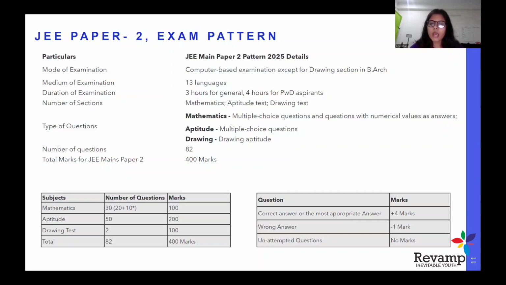Coming to the aptitude part, it has 50 questions in it, and it holds 200 marks. So you'll have to answer 50 questions to get a total of 200 marks. And then there are 2 questions in the drawing test, which holds 100 marks, 50 for each drawing. So in total there are 82 questions, and the total marks is 400.